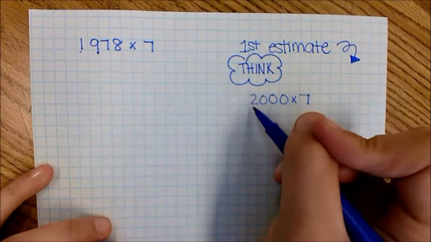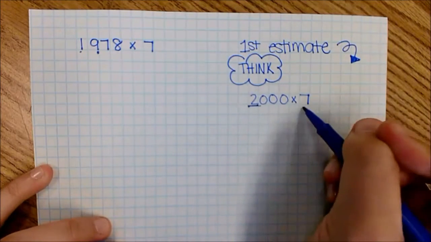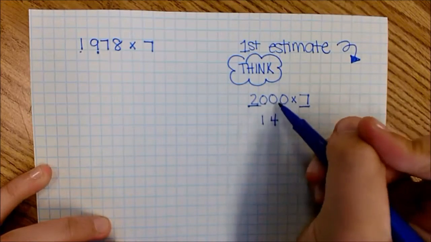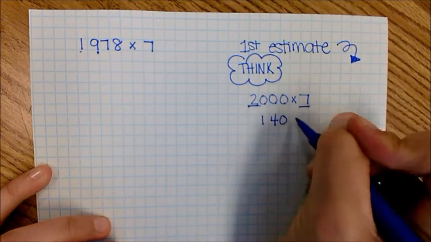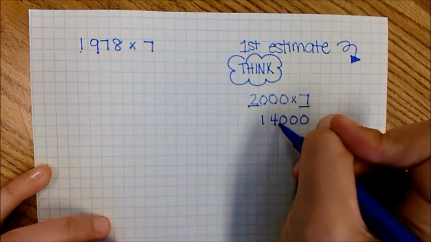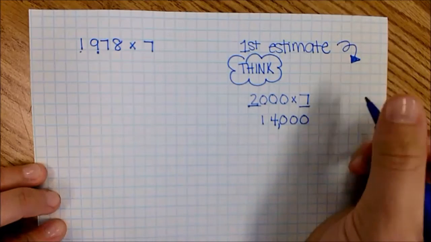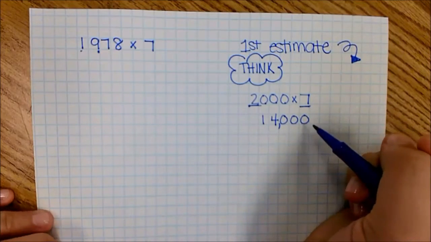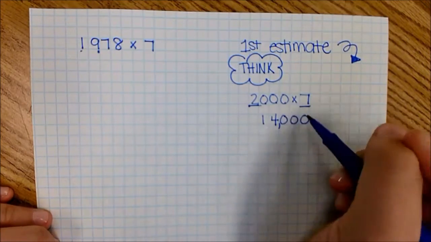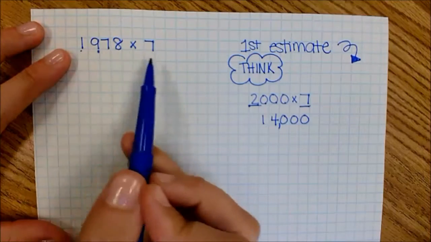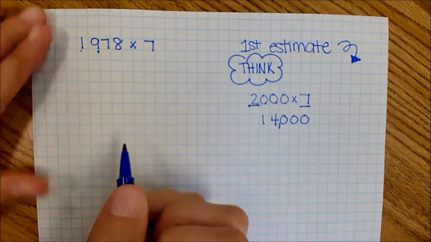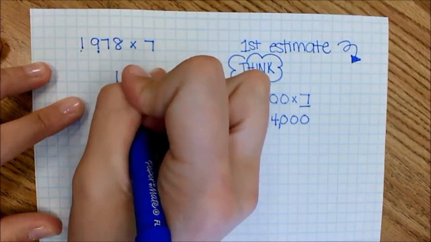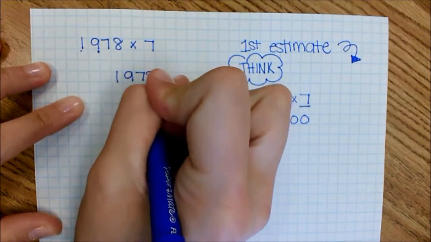So now I can do this basic multiplication and say 2 times 7 is 14, and I have 1, 2, 3 zeros. So I'm going to add 1, 2, 3 zeros, and then add my comma. So I know my actual answer to this problem should be pretty close to 14,000, because this is my estimate. So now when I look at the original problem, I want to set it up going vertically, up and down. So I'm going to give each number a box so I can keep it organized.